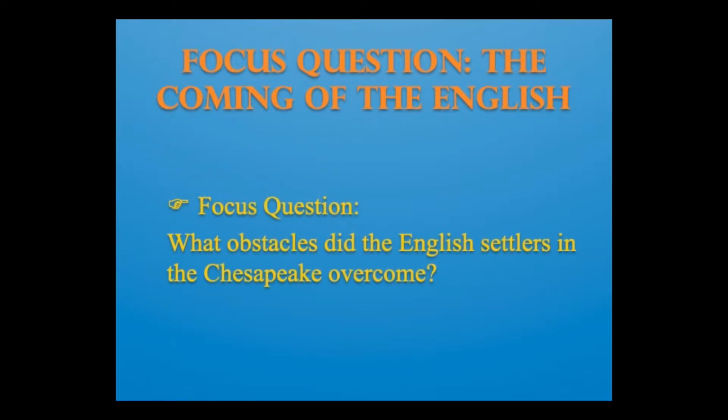Okay, so now that we have an idea of some of the social conditions that were underway, the socioeconomic strains and the population growth and how that contributed to English settlement, let's take a look at the next subtopic, which is the coming of the English. The focus question here is, what obstacles did the English settlers in the Chesapeake overcome?